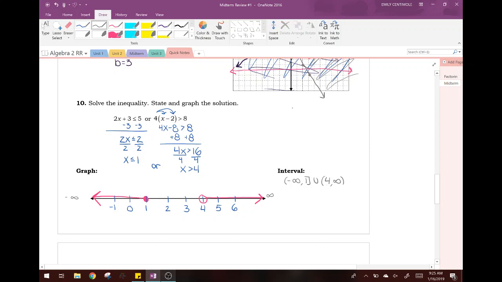So let's write a couple notes. When you have a closed circle, it's going to be a bracket. When you have an open circle, it's going to be a parenthesis. Anytime you have plus or minus infinity, though, you always use a parenthesis around that. Okay, so plus or minus infinity always gets the parentheses. An open circle always gets parentheses, and then the closed circle is what gets those brackets. Okay, so let's move on to the next one.